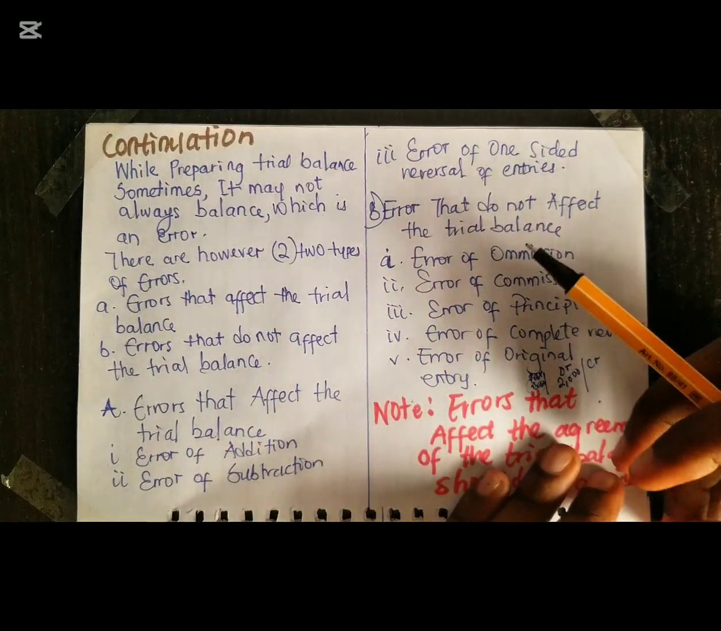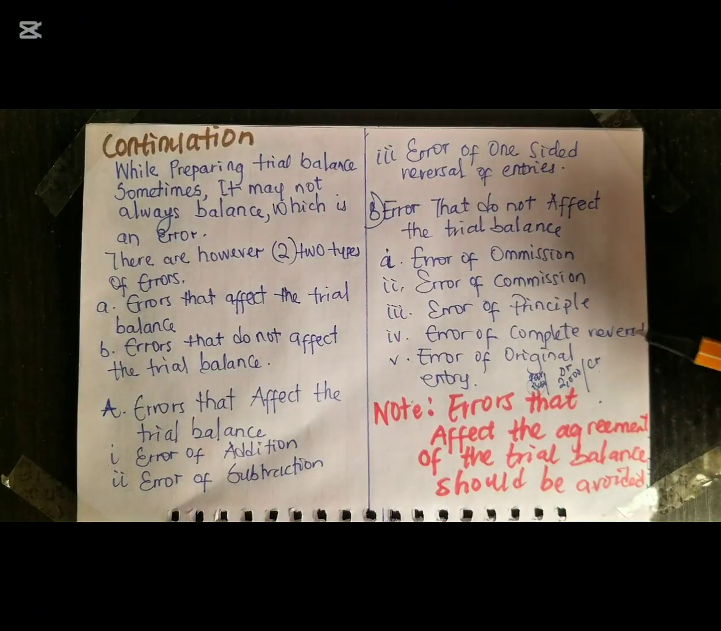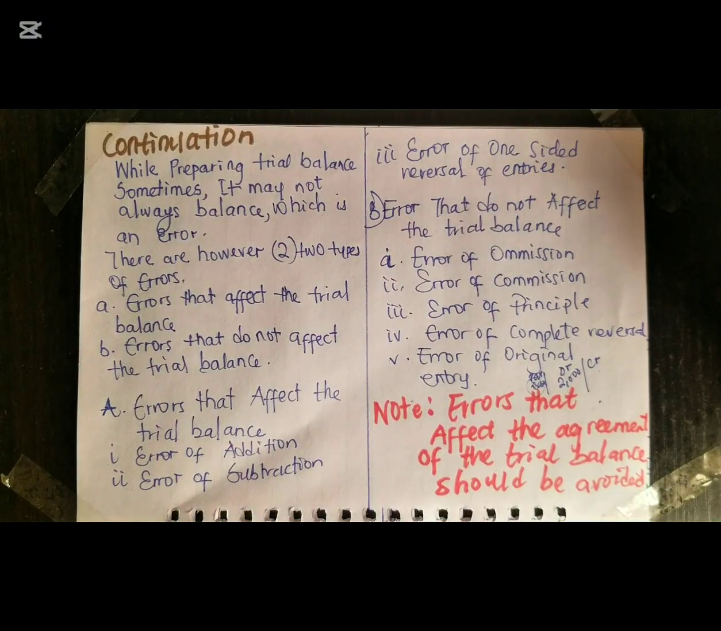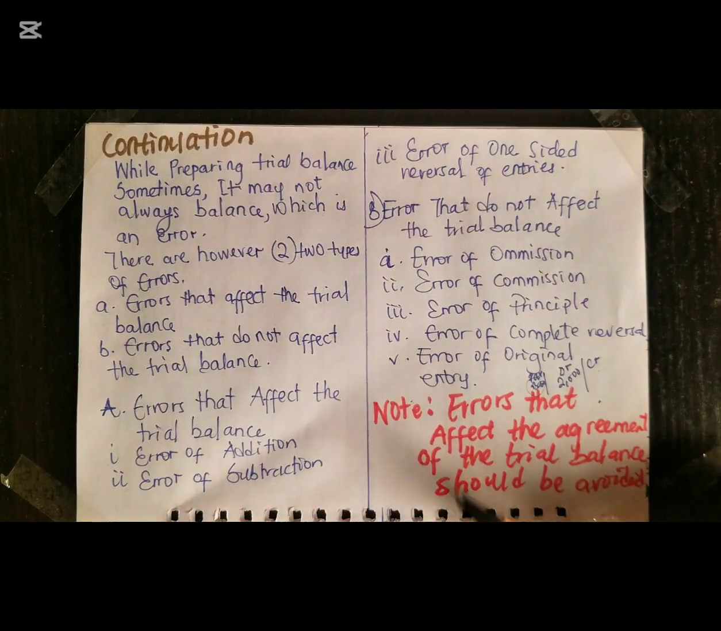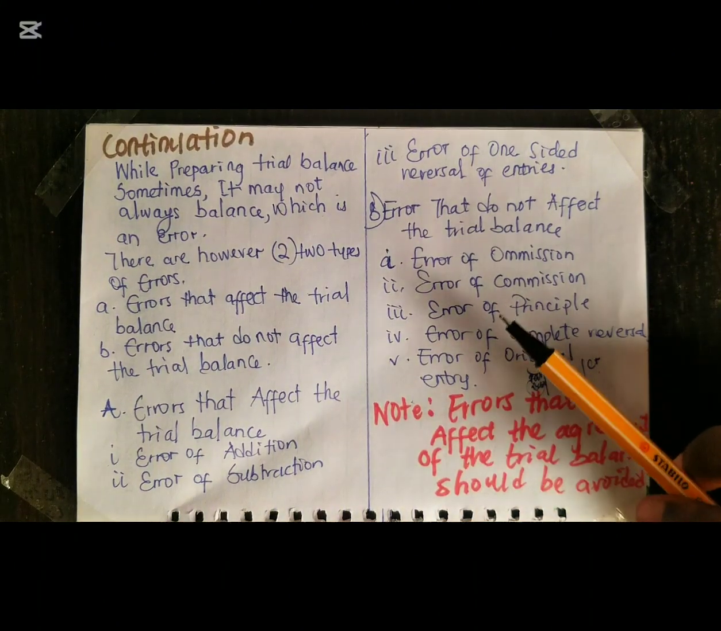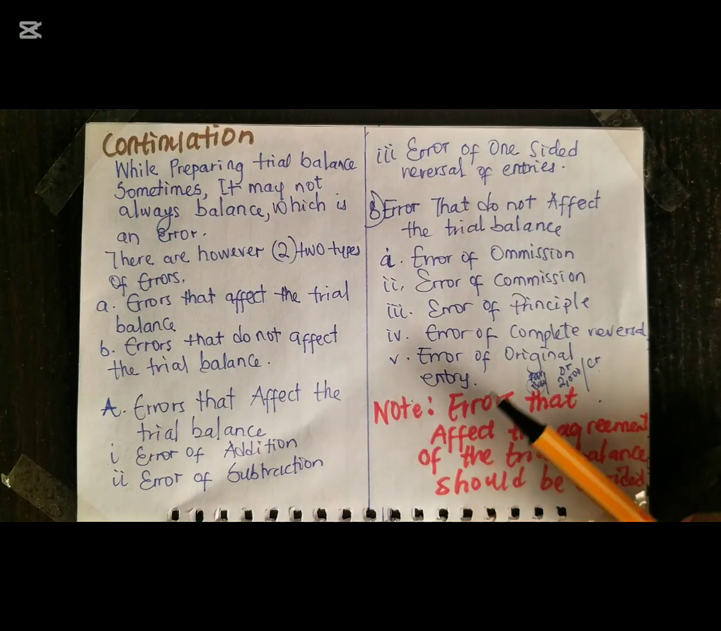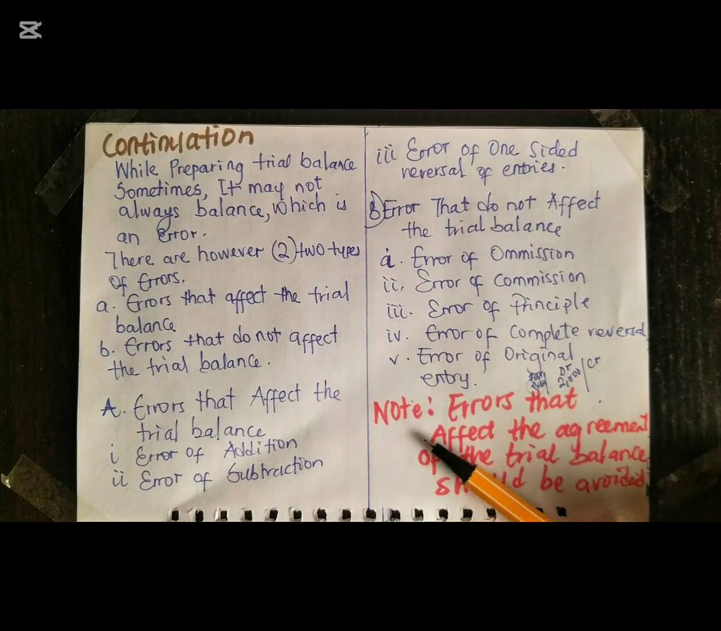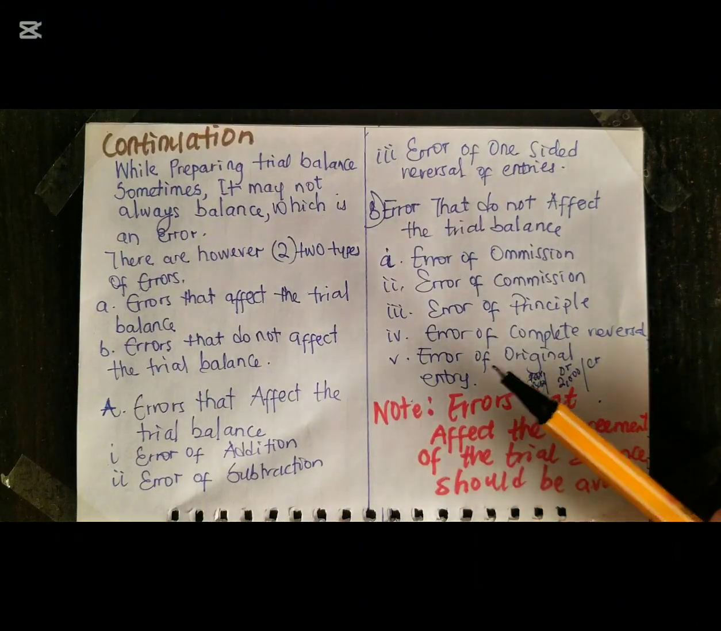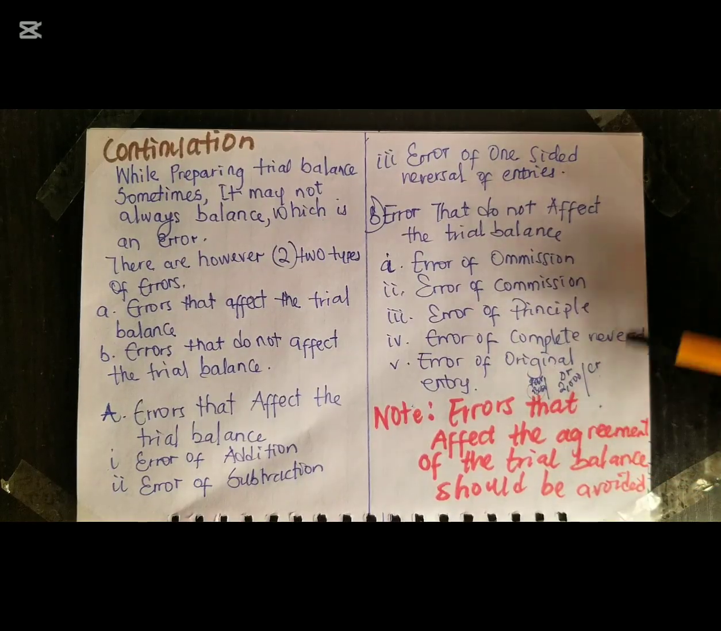The last one is error of original entry. Error of original entry means the original value or the original amount is incorrect. For example, you have to debit Bola's account with 20,000 naira and credit cash with 20,000 naira, but maybe you forgot the figure and put 10,000 and 10,000. As far as you put 10,000 and 10,000 on both the credit and debit side, it's going to balance. So that original figure, even though it's incorrect, as far as you put it on both the debit and credit side, it's going to balance.